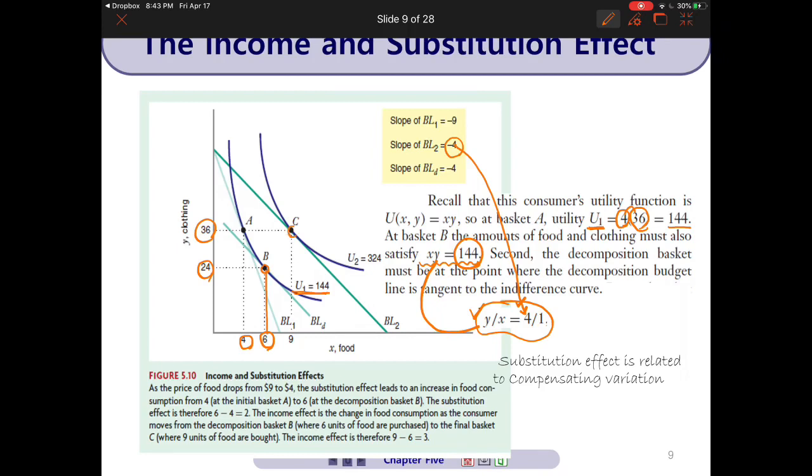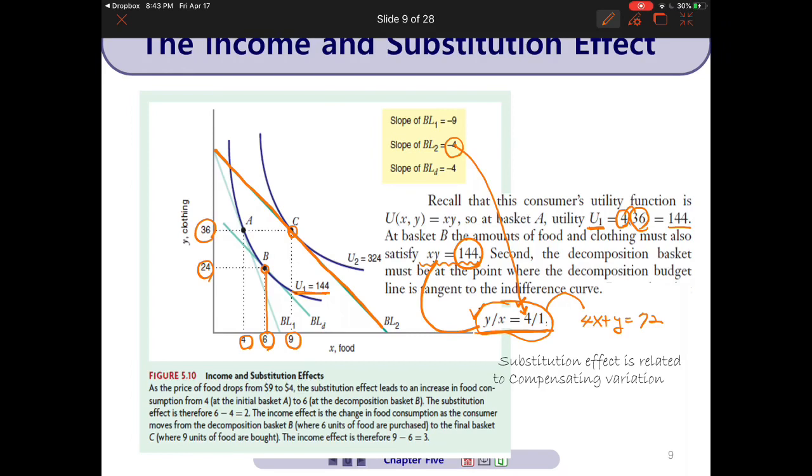And actually, we can derive this one just by taking this budget line and this tangent condition. This budget line is like this: 4x plus y equals the original income, that's 74. So solving these two equations for x and y, we derive C, which has the coordinate 9 and 36.